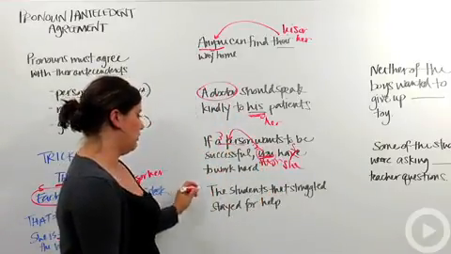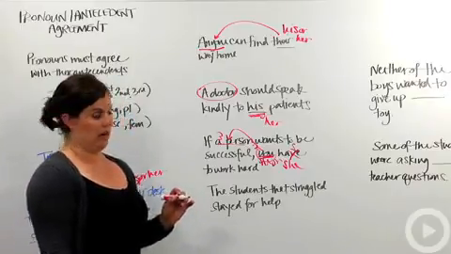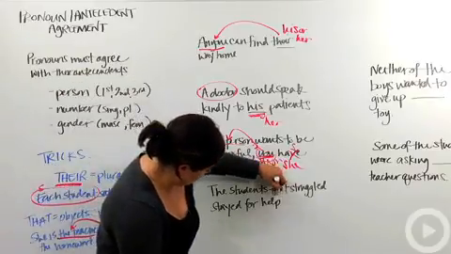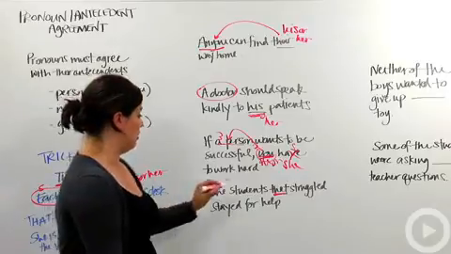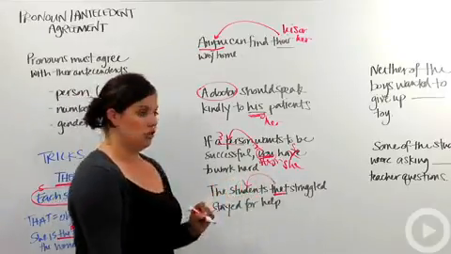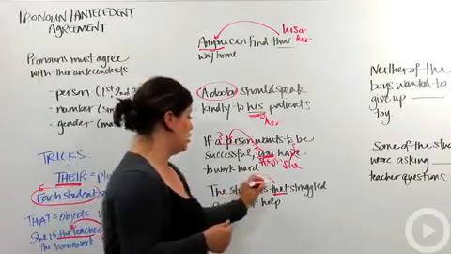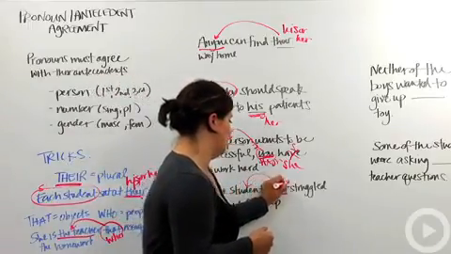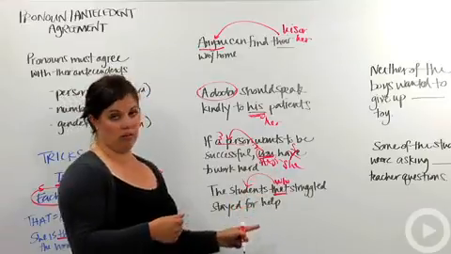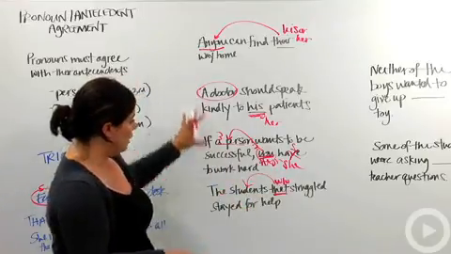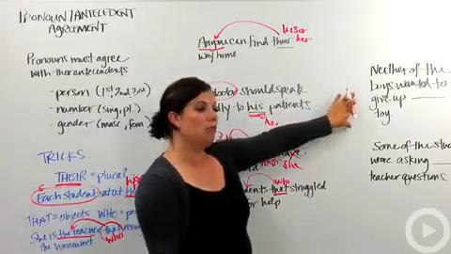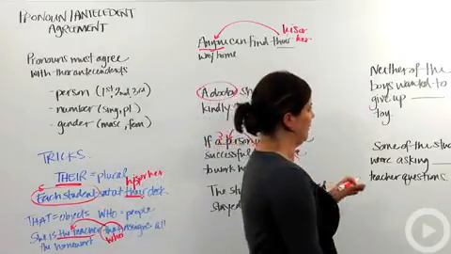All right, and finally we've got the students that struggled stayed for help. So our pronoun is that. That's a relative pronoun referring back to students, and this is one of those tricky ones. Students are people. So we've got to shift this to who. The students who struggled stayed for help. So we walked through some basic ones. Let's look at a couple more advanced ones and see if you guys can get the hang of it.